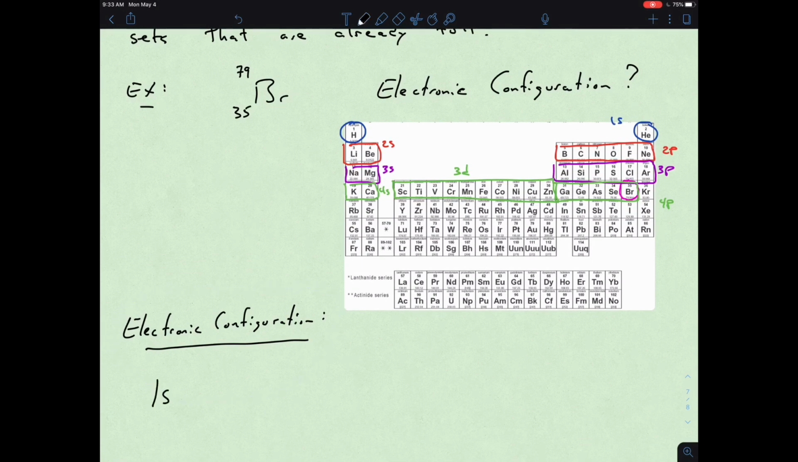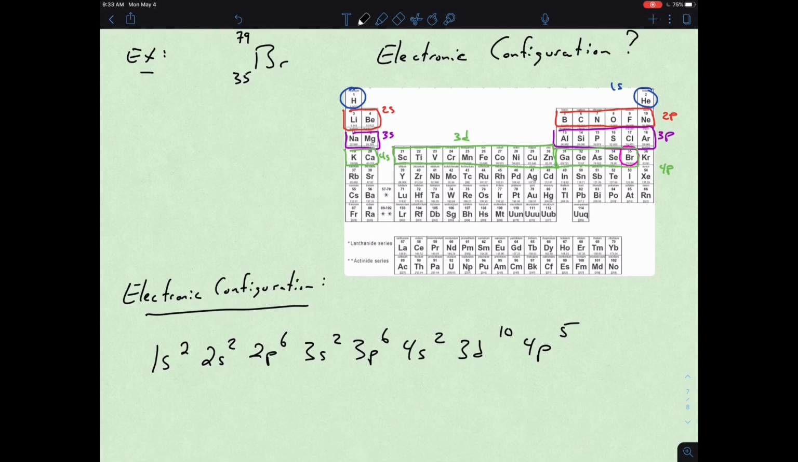We'd have 1s2, 2s2, 2p6, 3s2, 3p6, 4s2, 3d10, 4p5. So there would be our electronic configuration for the bromine atom.